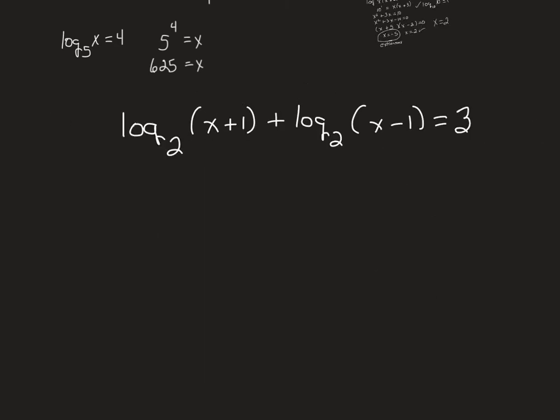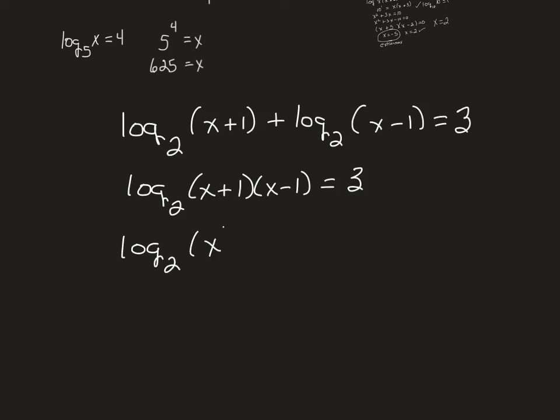Okay, let's do another one like this. I want to give you plenty of examples so that you should have plenty to help you when you get ready to do your homework. All right, I can rewrite this as the log base 2 of x plus 1 times x minus 1 is equal to 3. And x plus 1 times x minus 1 is x squared minus 1, the difference of squares.